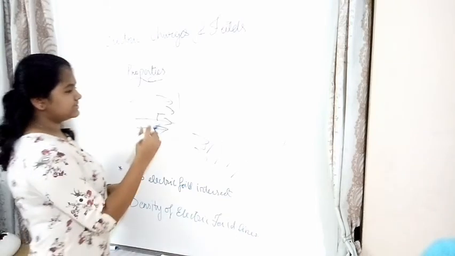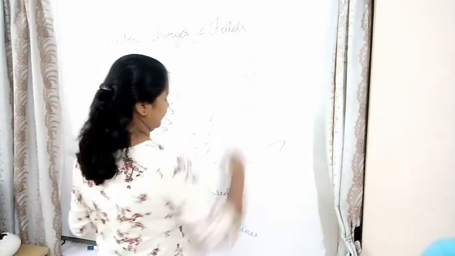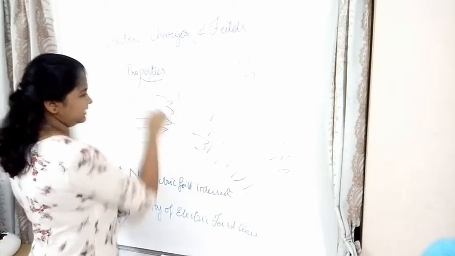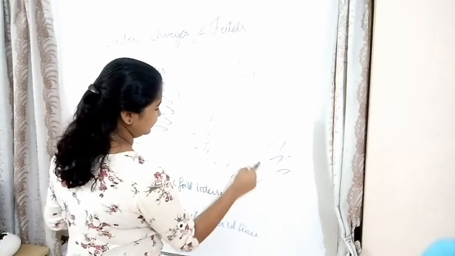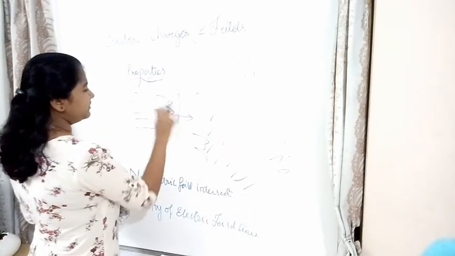So if there is, let's say, in this case, there are so many electric field lines. Let's make it like this. Yeah, this is 1, 2, 3, 4, 5, 6. 1, 2, 3, 4, 5, 6, 7, 8. So let's make it 8 more. Okay.